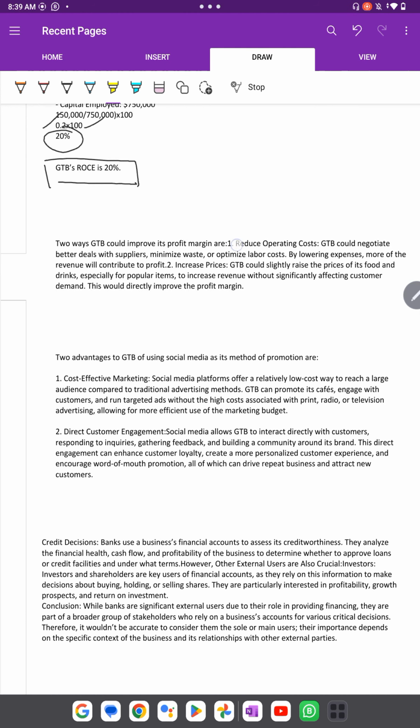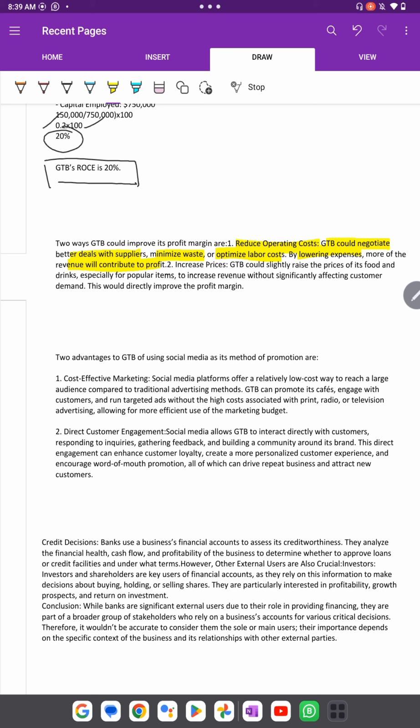So the first one would be reduce operating costs. Just recall your income statement format. We know that if we want to maximize the profit margin, we first of all have to decrease the expenses. So GTB could negotiate better deals with suppliers, minimize waste, or optimize labor costs. By lowering expenses, more of the revenue will contribute to profit.